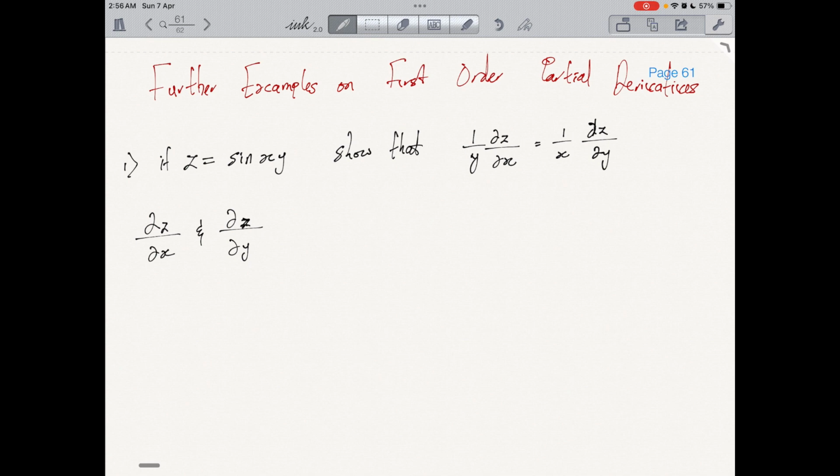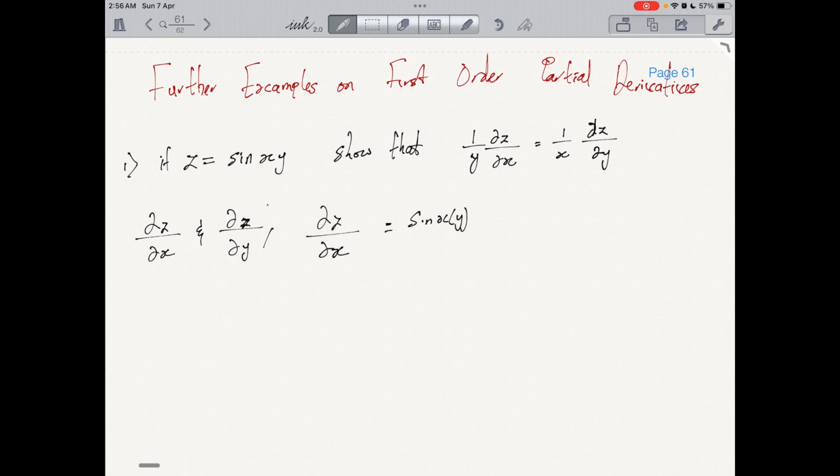Therefore, let's start with partial derivative of z with respect to x. Now we will understand that y is kept constant. Okay, so that is sine xy.